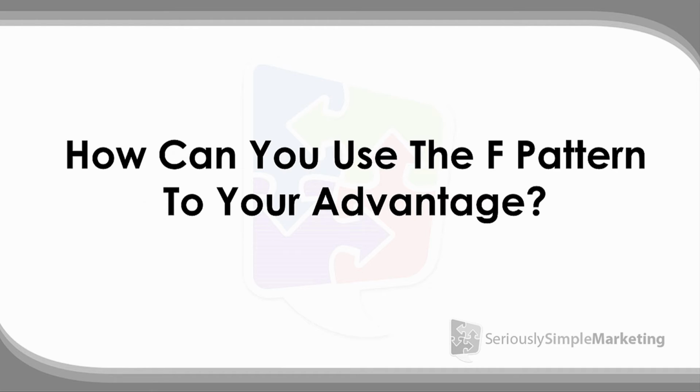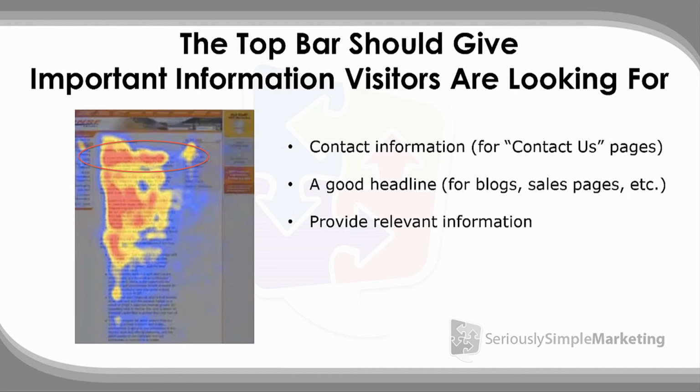So how do you use the F pattern to your advantage? Well, the really easy way is making sure that at the very top part, you've got exactly what the customer is looking for. If it's a contact information page, like a contact us or an about us page, make sure it specifically addresses that. Here's how to contact us, or here's about what we do. If it's a sales page, make sure it's got a strong, relevant headline.